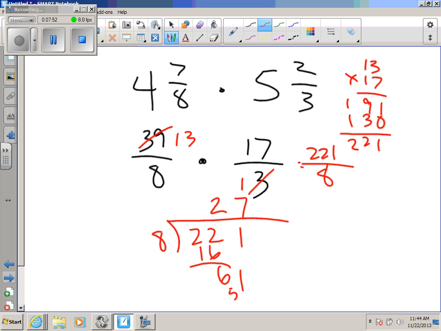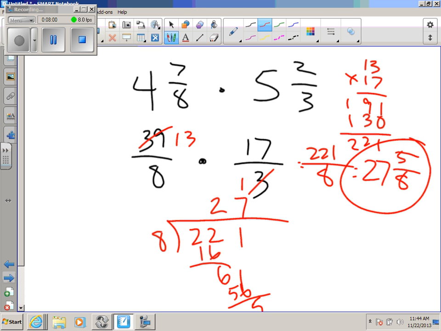7 is 56. How many are left? So your final answer: 27 and 5/8. Nope, we didn't put a decimal in because remember, you're either a decimal or you're a fraction. You're not both. So we just wanted to find out how many whole times the 8 goes into 221. That's where we came to 27.